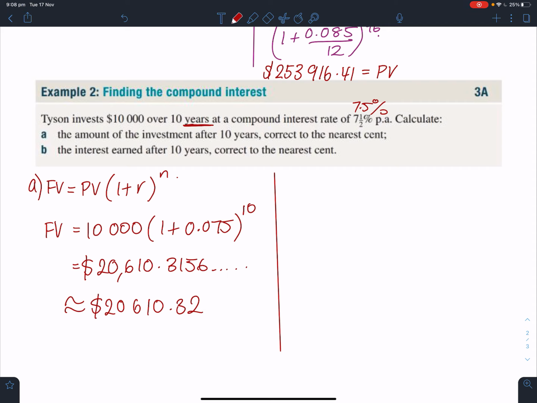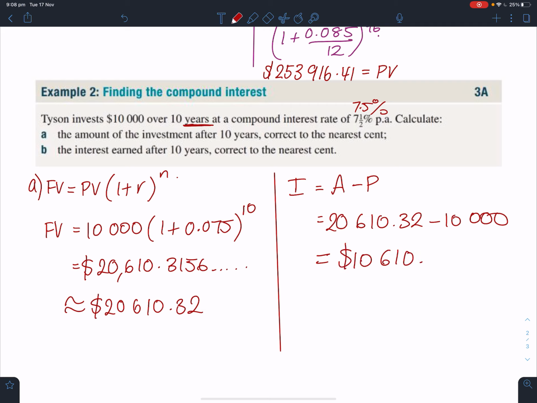Part B says the interest earned after 10 years. So they want to know what the interest only would be. So remember, to find the interest, we go the amount, which is what we just found, the future value, minus the principal. So to find out how much is interest only is $20,610.32 minus the $10,000 we invested, and it leaves us with $10,610.32, and that's in interest.